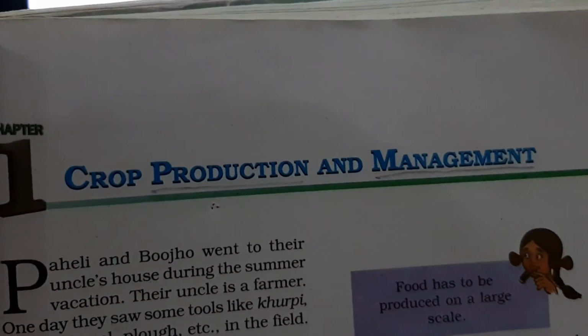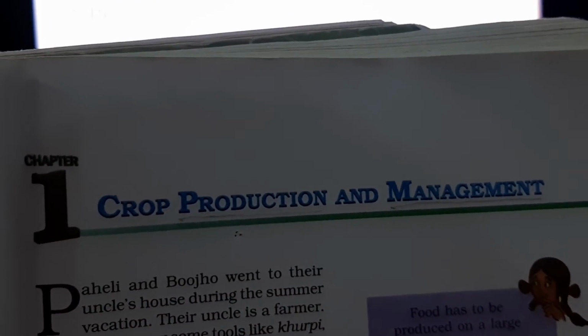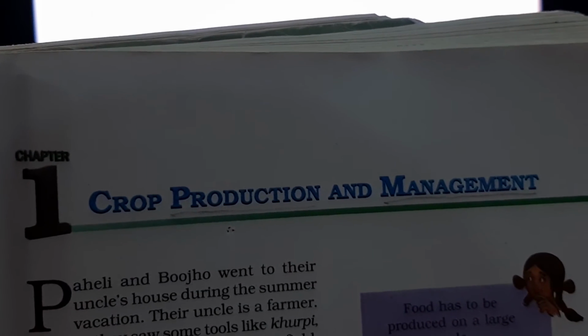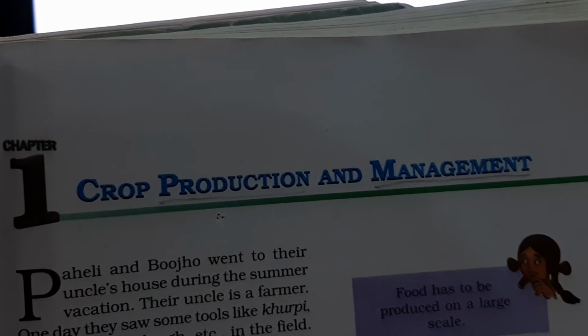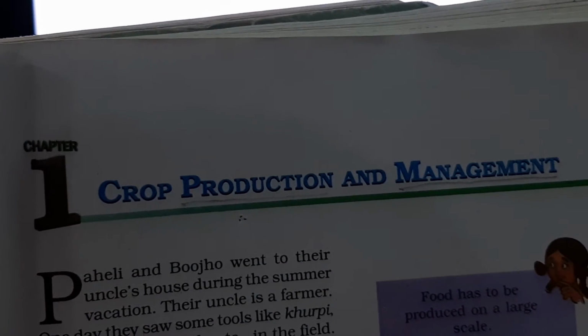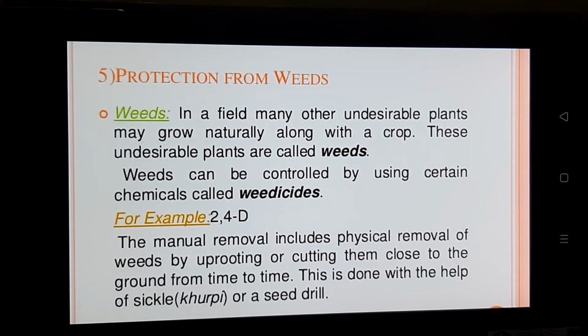Hello students. In the previous PPT presentation you learned some points of the chapter Crop Production and Management. The remaining points we are going to learn in this PPT, so be ready for listening to the other points. The next point is protection from weeds.